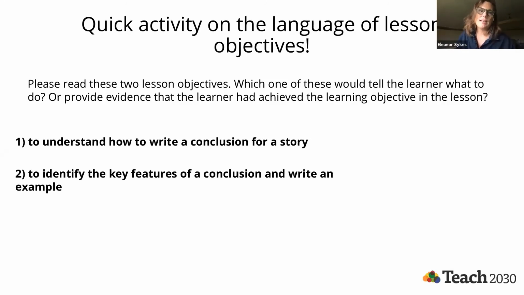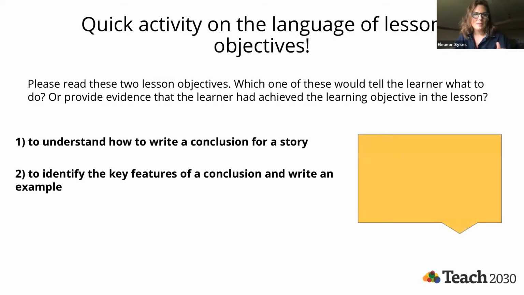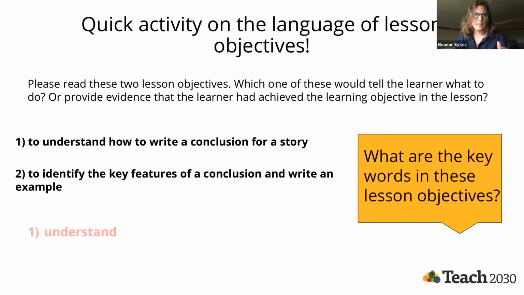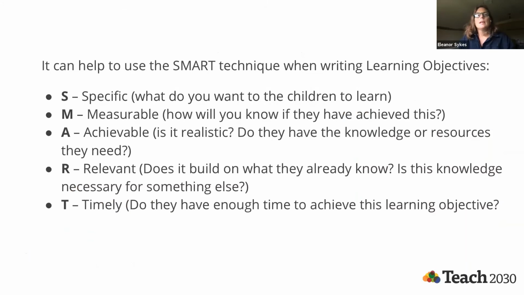So the key words here are actually to understand and to identify. Those are the verbs that are telling us what the learners are going to do in the lesson and that help us then measure. Oh, we've already done that bit. To understand and to identify and write. Those are things we can actually see. Have they identified it? Have they written it? Yes, they have. To understand how to write a conclusion doesn't even specify that they're going to be writing one. So it can help to use the SMART technique when writing lesson objectives.